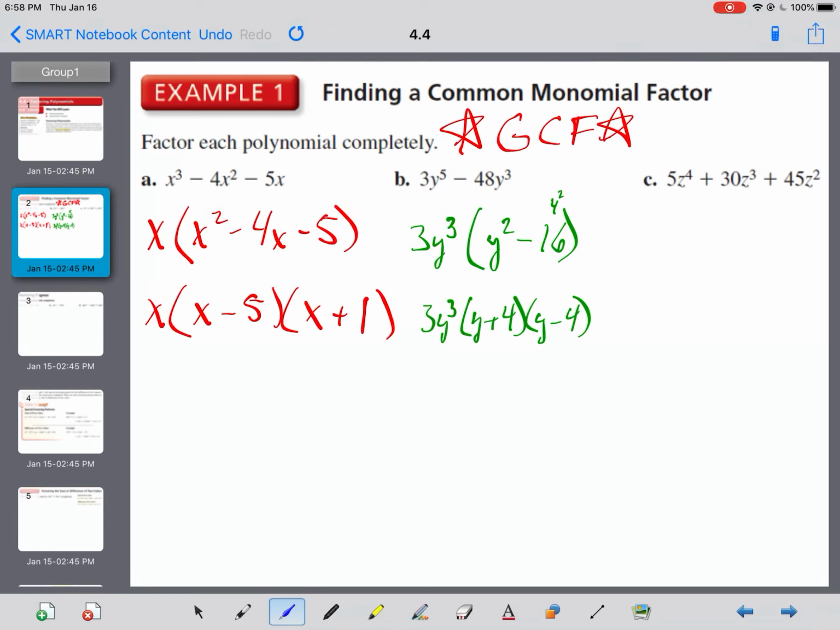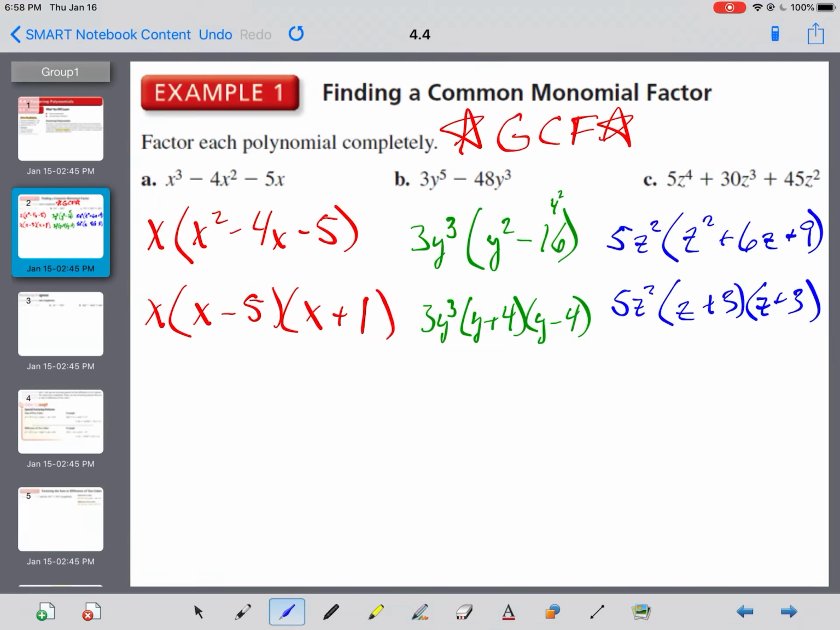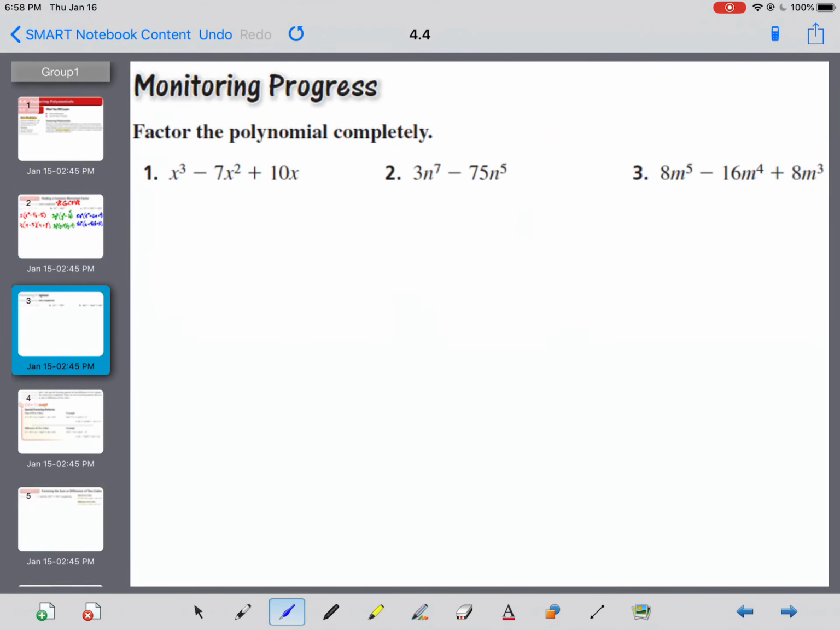Now this last one, 5, 30, and 45. 5 goes into all of them. z to the fourth, z to the third, z squared. They all have at least z squared in them. That leaves me with z squared plus 6z plus, what do we got here, 9. I can factor that one. 5z squared, and each one gets a z. Factors of 9, 3 and 3 that add to 6, and they need to be positive, just like that.